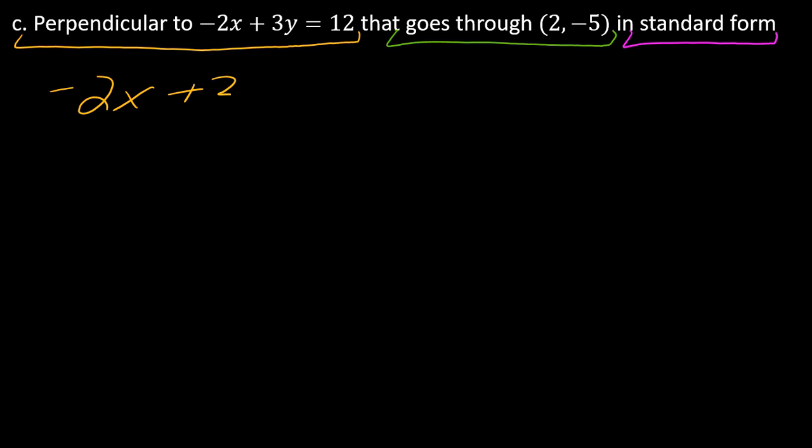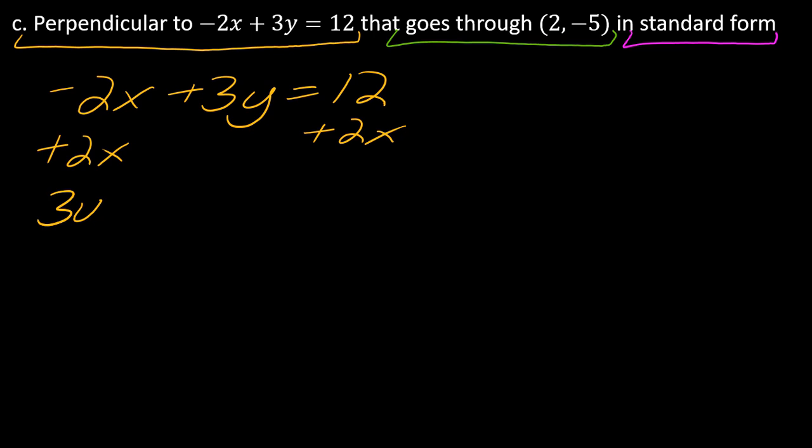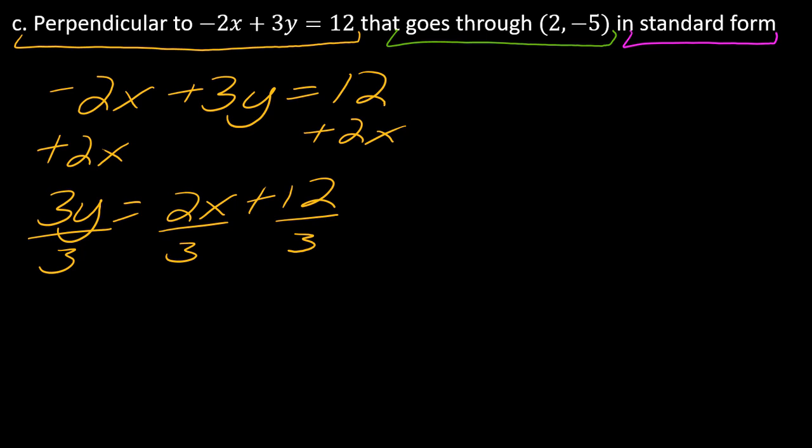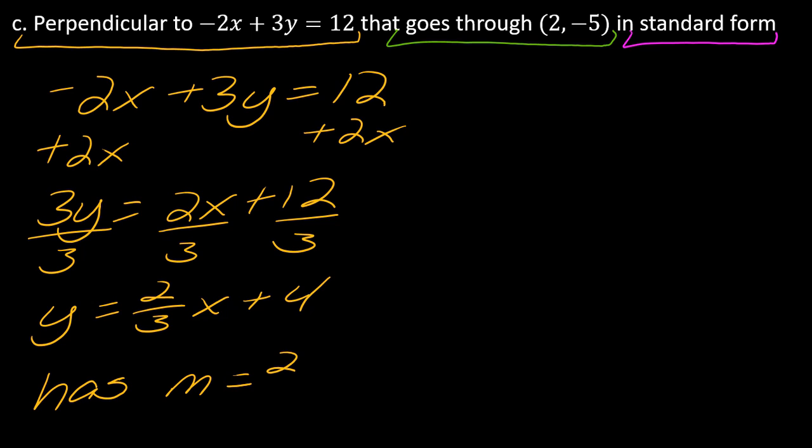So I'm going to have -2x plus 3y equals 12. So let's see, I'll go ahead and add the 2x to both sides. So I get 3y equals 2x plus 12, and then I will divide all sides by 3 to get y equals 2/3 x plus 4. Okay, now notice that the slope that I have, this line has the slope 2/3.